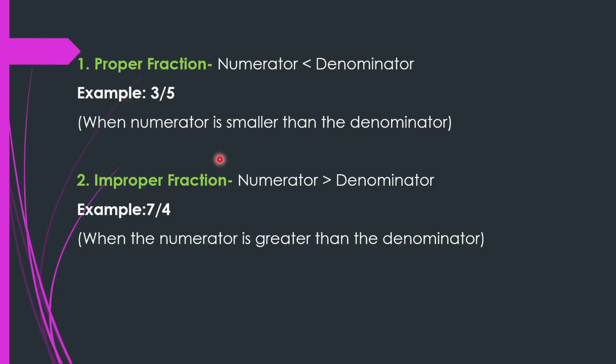When the numerator is smaller than the denominator, it is called a proper fraction. For example, 3 by 5. It is less than 1 whole. Now, an improper fraction. When the numerator is greater than the denominator, it is called an improper fraction. For example, 7 by 4. It is more than 1 whole.